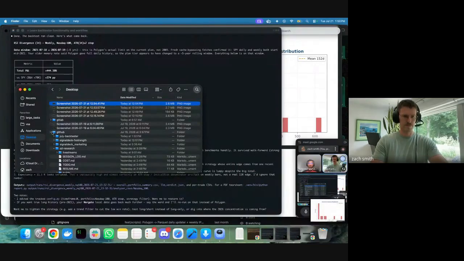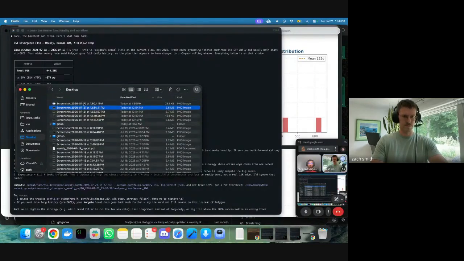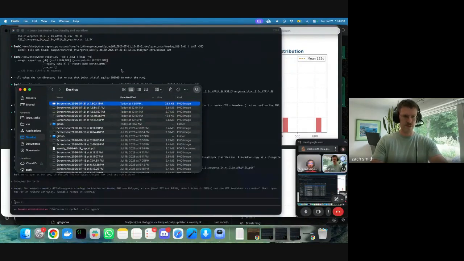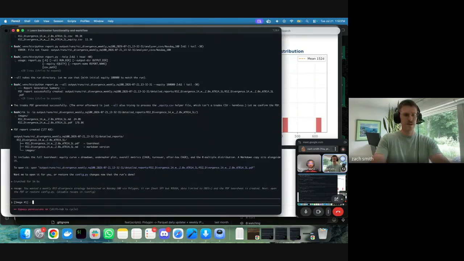Screenshot. So you can just take your screenshot and drag it into this terminal and then say, explain what this chart means.